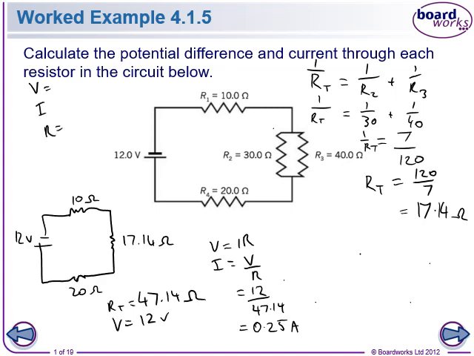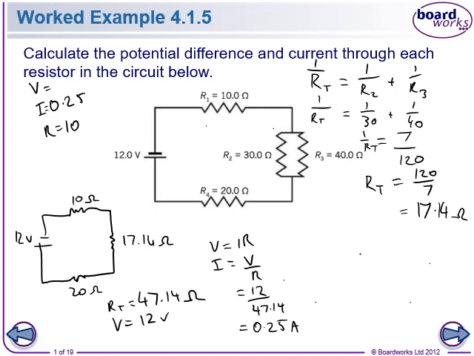At R1, we know the resistance is 10 ohms. Do we know the current at R1? We do. Because in a serial circuit, the current is the same the whole way through it. So we can consider this like a serial circuit. So our current is going to be 0.25 amps the whole way through.